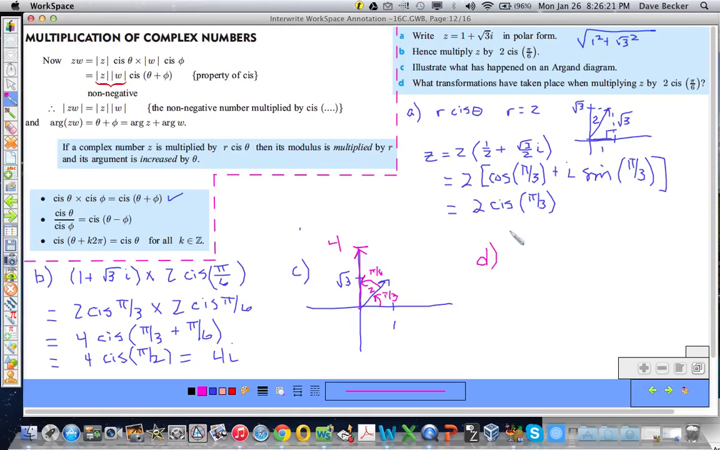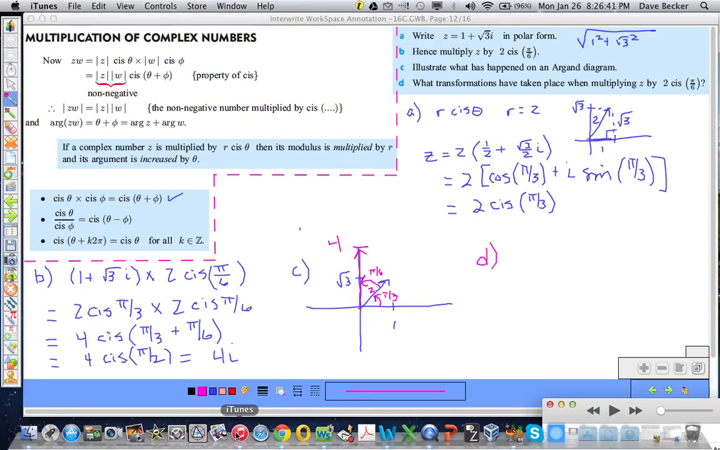Okay. And then, what transformations have taken place when multiplying z by 2 cis pi over 6? Well, you can see right here, I already said it. The modulus has been doubled, and it's been rotated counterclockwise pi over 6 units. All right, so that is it.